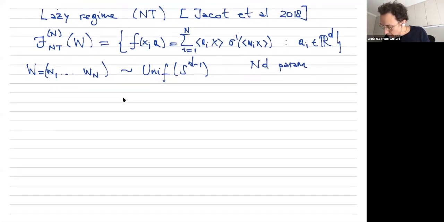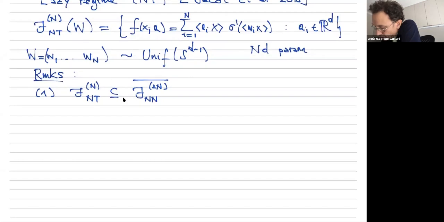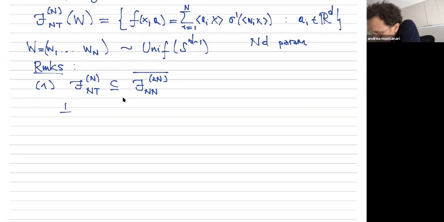Now, a couple of remarks here. There are many things that can be said about this model, but remark number one is that the neural tangent class is a subset of the closure of the neural network class with 2n neurons. Basically the neural tangent models are a special case of neural networks, and the way you see it is, for instance, this one. Look at 1 over 2 epsilon.